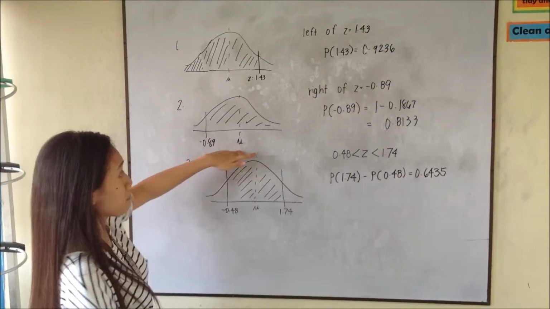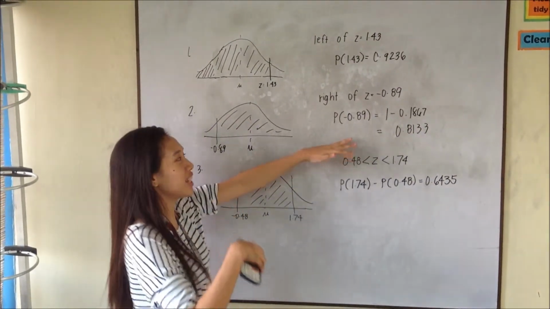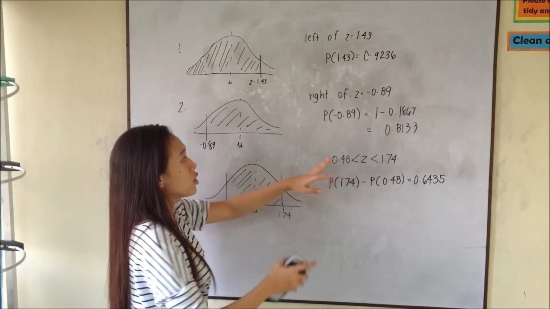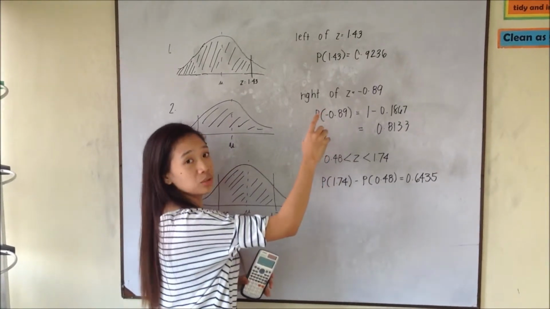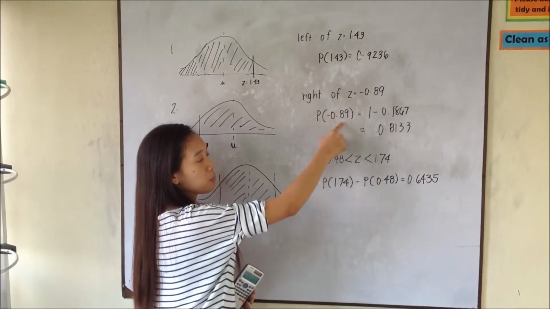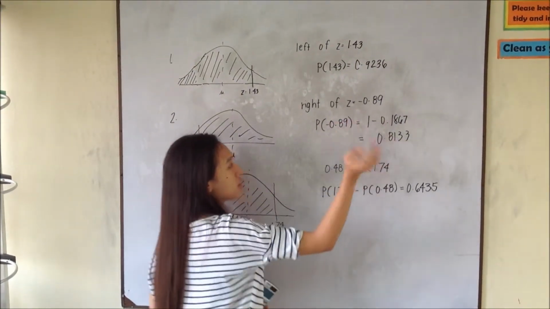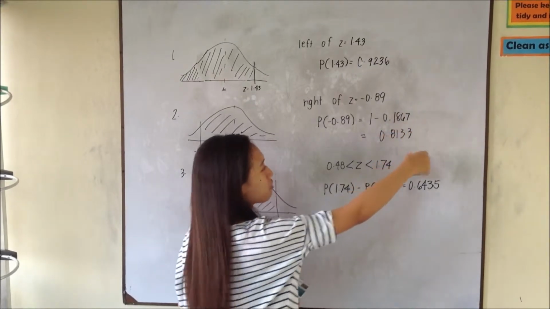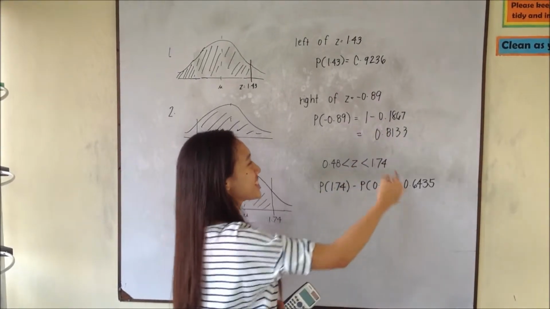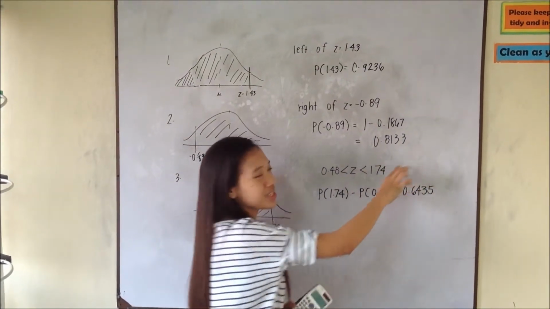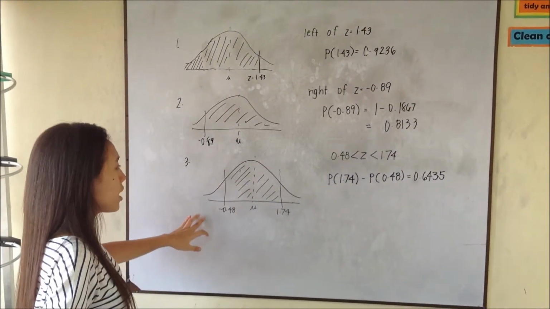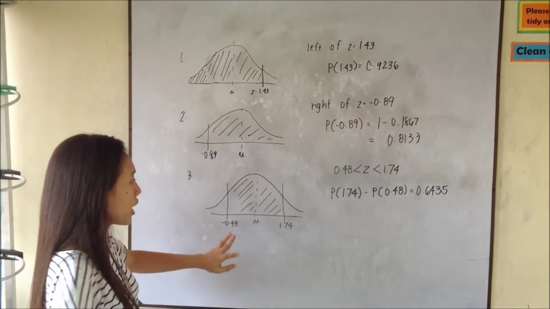So, sa pangalawang example naman, area to the right of z equals 0.89. Ito yung graph niya. Sabi ko nga kanina, pag area to the right ang hinahanap, kukunin lang natin yung complement. So, titingnan natin ulit sa table yung corresponding value ng area ng negative 0.89. Sabi nga sa table, 0.1867. Eh, kukunin natin yung complement. So, 1 minus 0.1867, ang value, 0.8133.